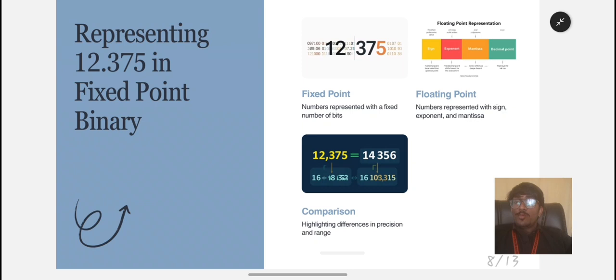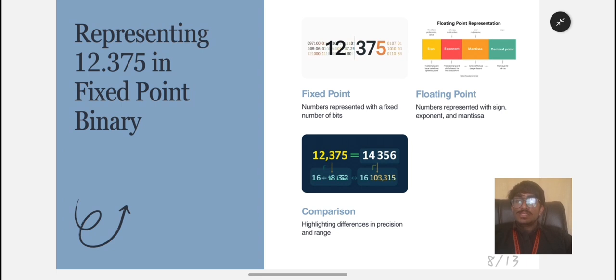Representing 12.375 in fixed point binary. A fixed point number is represented with a fixed number of bits, as it divides 12.375 into 12 as one part and 375 as another part. A floating point number is represented with sign, exponent, and mantissa. Here we can observe a comparison between floating point and fixed point: 12.375 is converted into exponent and mantissa form, highlighting differences in precision and range.